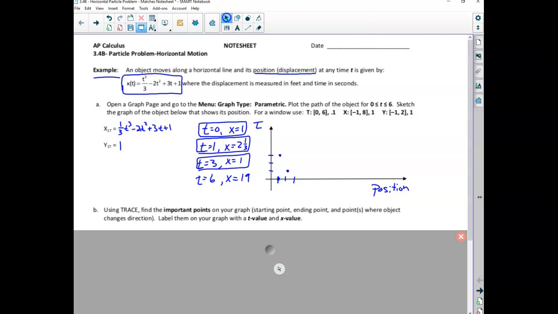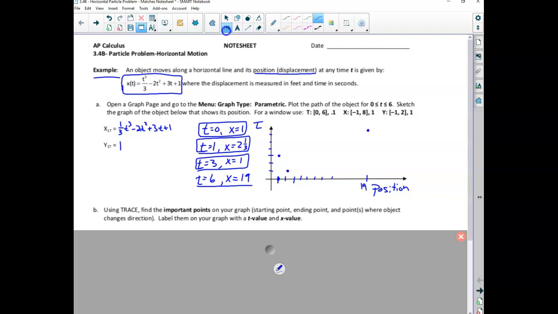Whoa, I'm off a little bit there. That's all right. That's okay. Moved everything. It'll be all right. Get back there. That's close enough for government work. And at t equals 6, I'm all the way out here at 19. And I'm just jumping this out here to 19.